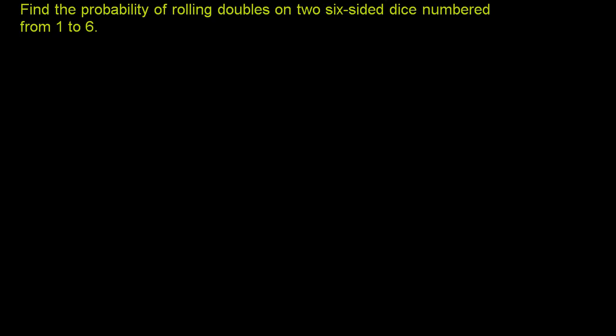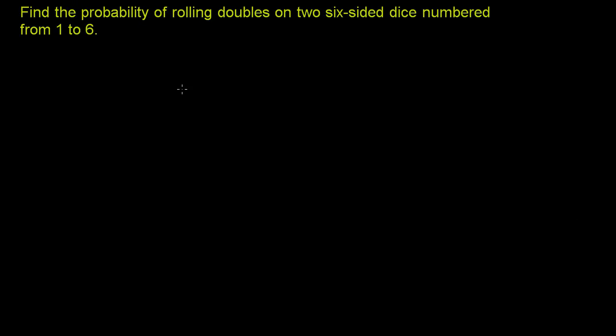Find the probability of rolling doubles on two six-sided dice numbered from 1 to 6. So let's just think about it. Let's think about all of the possible outcomes, and then what fraction of those outcomes represent us getting doubles. We want to roll doubles. So let's make a little table here that'll give us all of our outcomes.